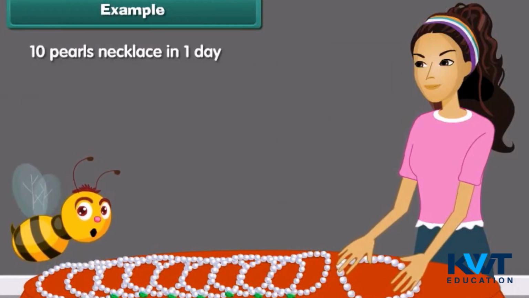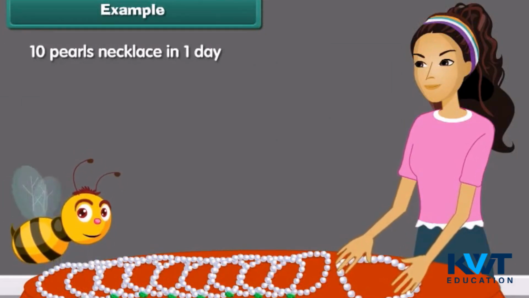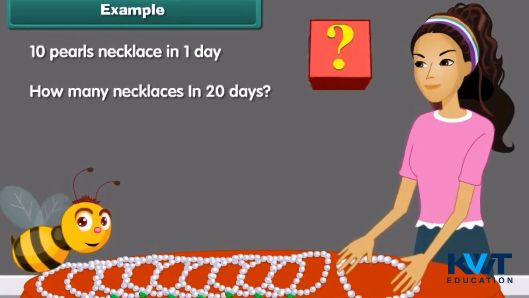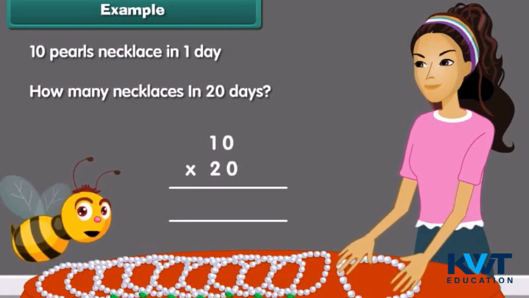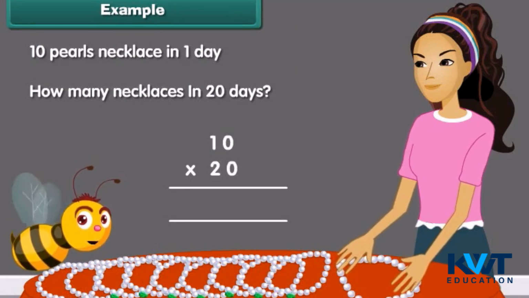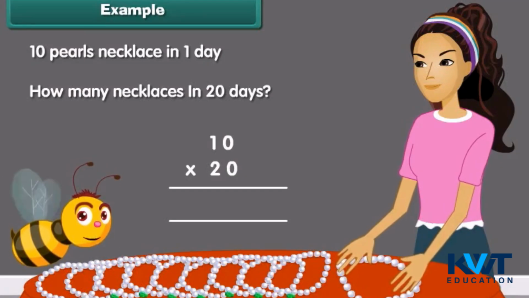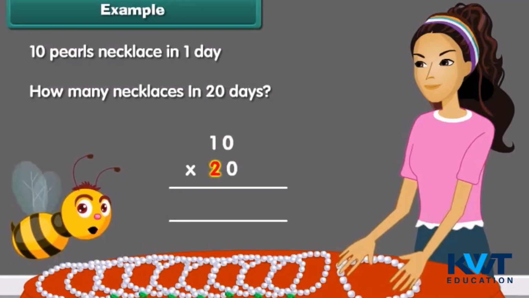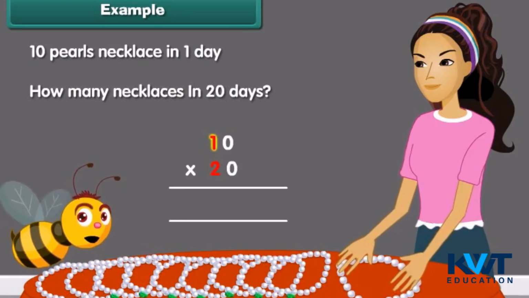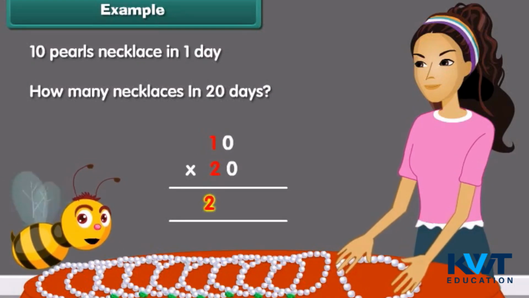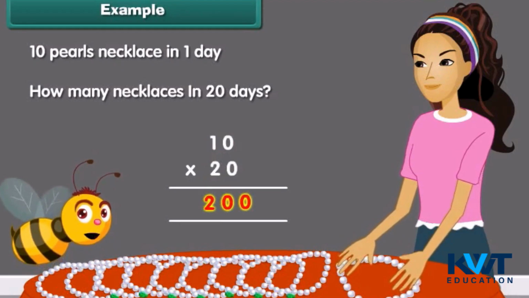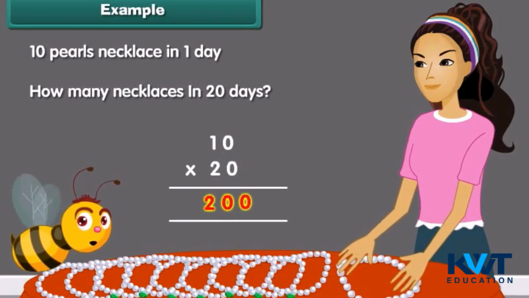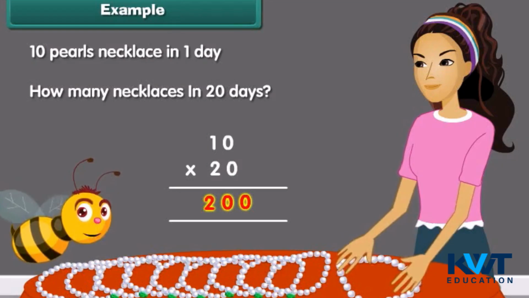Dinah makes 10 pearls necklace in one day. In 20 days, she will make how many necklaces? We need to multiply 10 with 20. Step 1. Multiply the numerals without zeros. 2 multiplied by 1 is equal to 2. Step 2. Count and add the number of zeros toward the right side of the answer. In this case, we have 2 zeros. Thus, the final answer becomes 200.